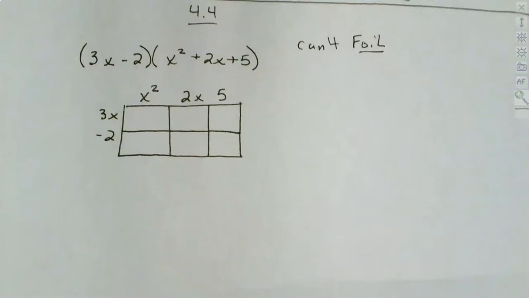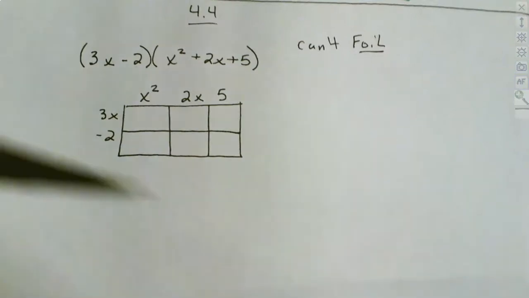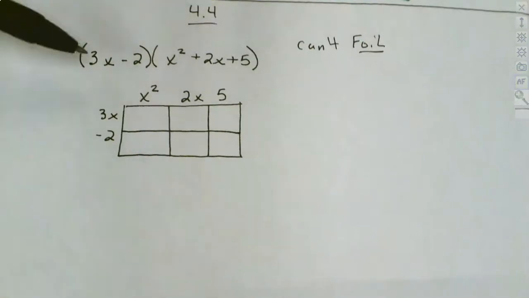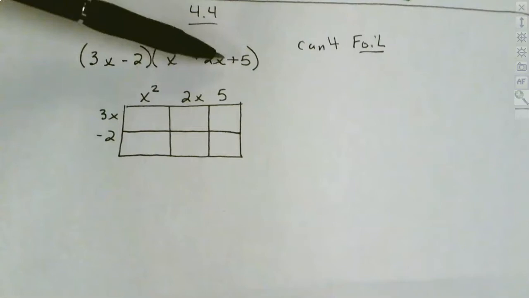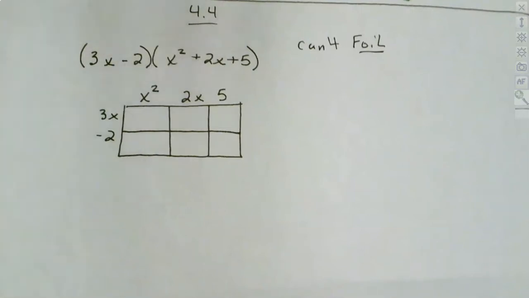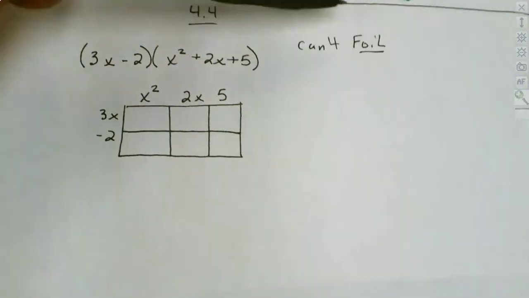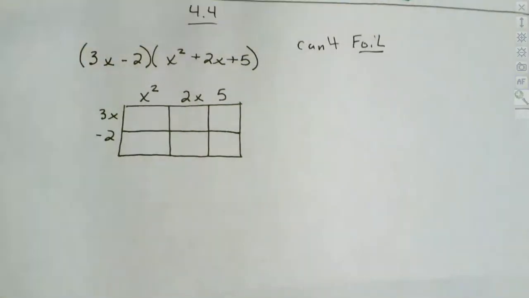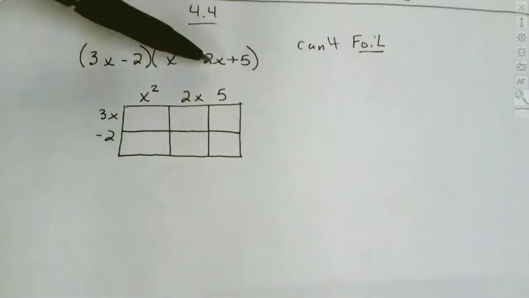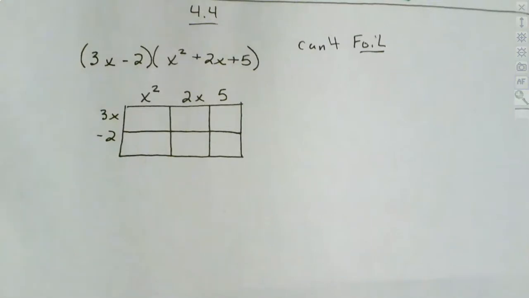So even if you were to try to FOIL it, it won't work, because if we try to FOIL it, first times first is fine, but then what do we do with this middle here? There's just too many terms to try to FOIL. Because FOIL only works with 2 by 2. FOIL has 4 letters in it, and we have to have 4 terms total. We've got 5, right? We've got 1, 2, 3, 4, 5 terms. So 4 letters, 5 terms doesn't work.